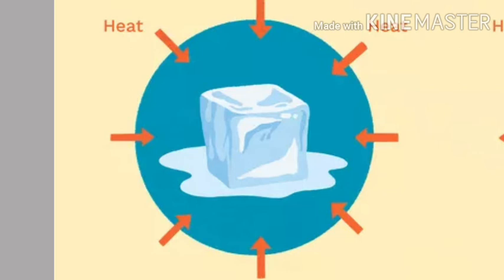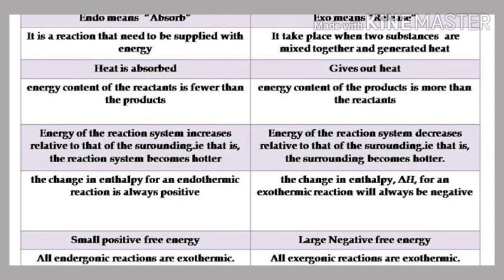Now, rate of chemical reaction. On which the rate of chemical reaction depends, that point we are going to discuss in the next video in detail. Right now we are going to look at the difference between exothermic reaction and endothermic reaction. As you can see on the screen students, as we know very well, endo means what? Absorb, and exo means what? Release. So the difference between exothermic and endothermic reactions is like that.